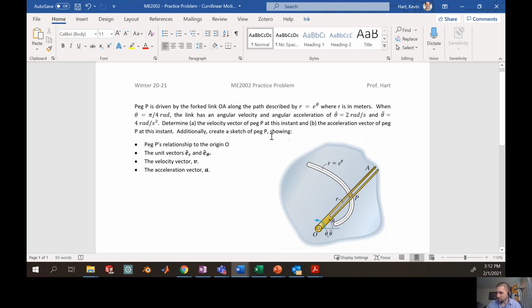at this instant and the acceleration vector at this instant, when we have a variety of information known. For instance, we know that at theta equals pi on 4, the link has an angular velocity of 2 radians per second and an angular acceleration of 4 radians per second squared. We're going to use that information to do everything in the bullet list here: the peg's relationship to O, the unit vectors e_r and e_theta, the velocity vector, and the acceleration vector. We're also asked to create a sketch.